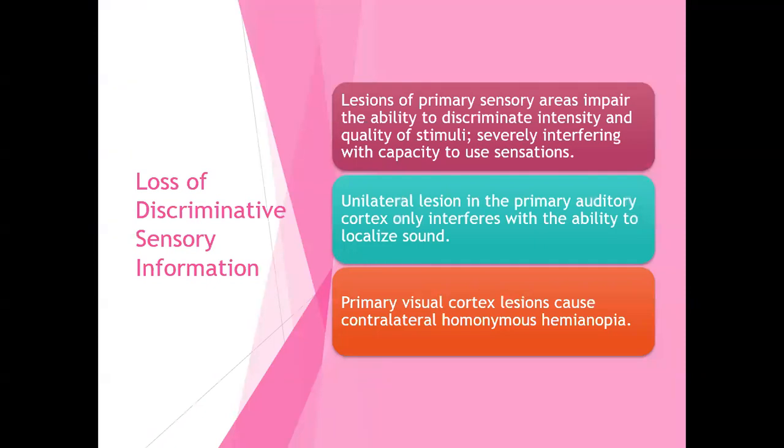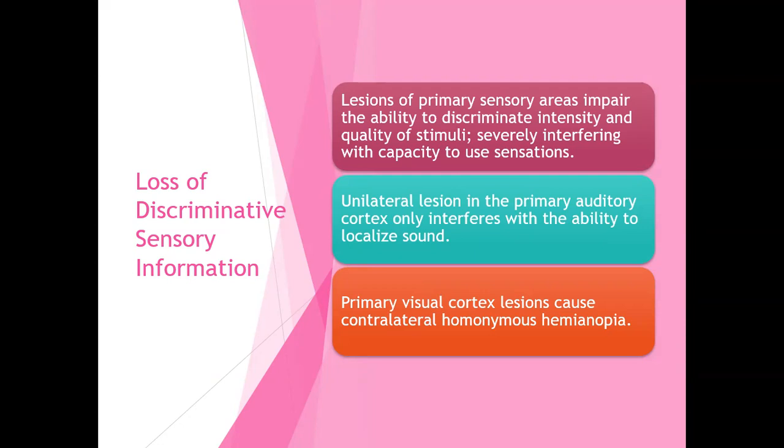So when you lose discriminative sensory information because you have lesions in the primary sensory area, you lose the ability to discriminate the intensity and quality of stimuli. So it interferes with your capacity to use the sensations that are coming in from the periphery. If you have a unilateral lesion in the primary auditory cortex, it only interferes with the ability to localize sound. It doesn't interfere with the ability to actually hear. So it's kind of interesting. If you have a bilateral lesion, it might affect your ability to hear.